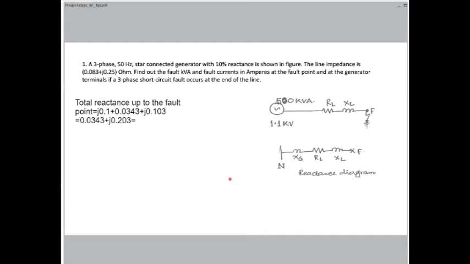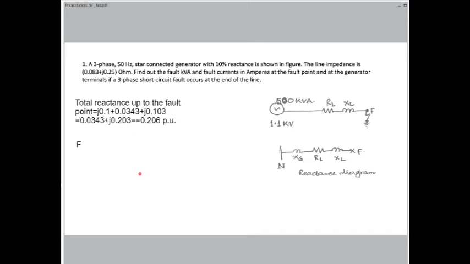The magnitude is 0.206. That's the correct answer. 0.206, and the unit is per unit. We have this magnitude. Sorry, that is the reactance, total reactance up to the fault point. That is what we need. And we can go to the next step now to find out the fault kVA.